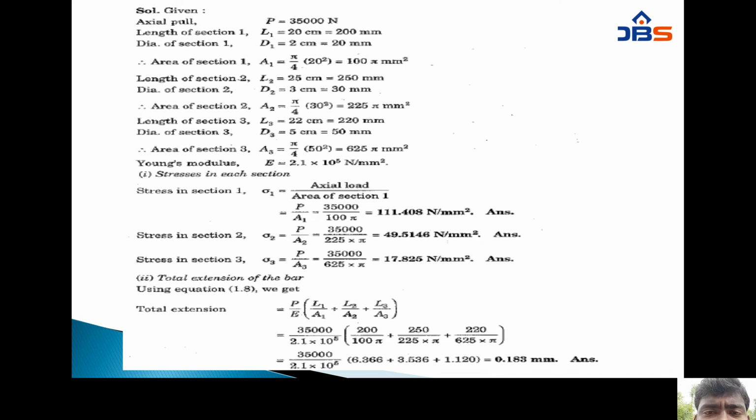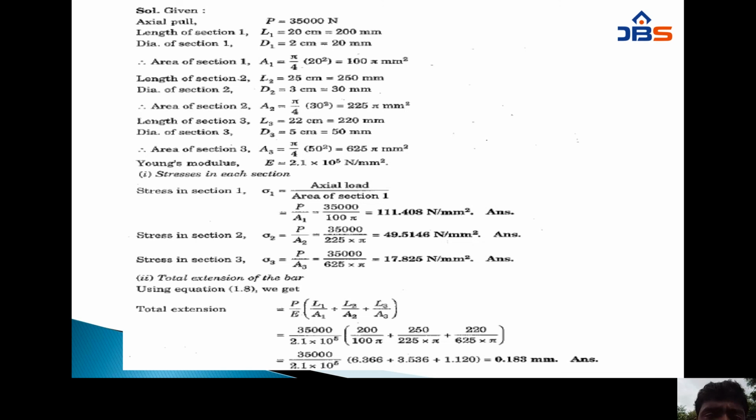Length of section 3, L3, equal to 22 centimeters, that equals 220 mm. Next, the diameter of section 3, D3, equal to 5 centimeters, that equals 50 mm. Next, the area of section 3, A3, equal to pi by 4 into D square, that equals 625 pi mm square. Next, Young's modulus E equal to 2.1 into 10 power 5 Newton per mm square. This is the given data.